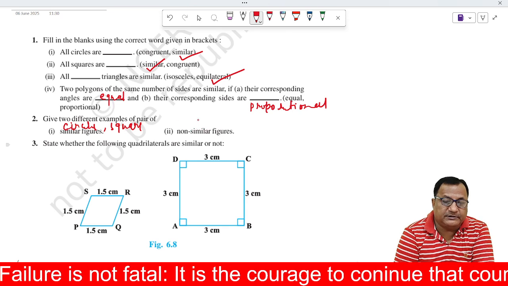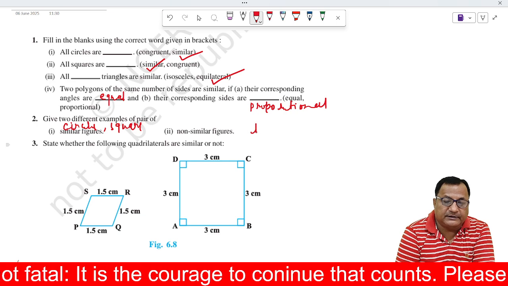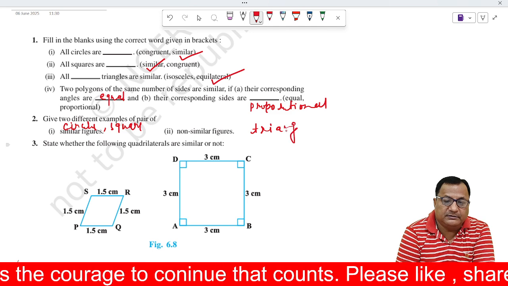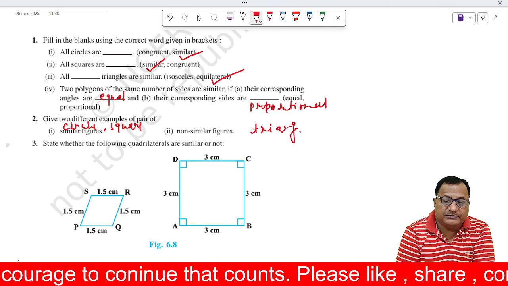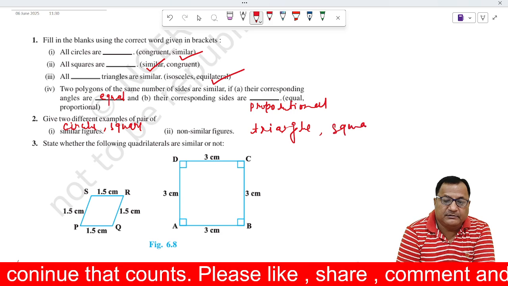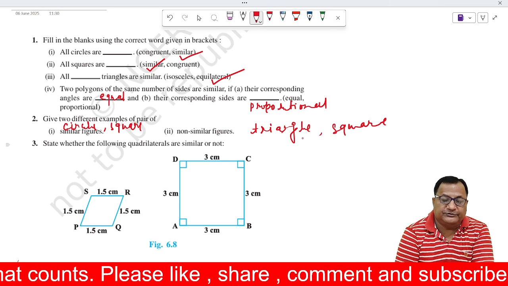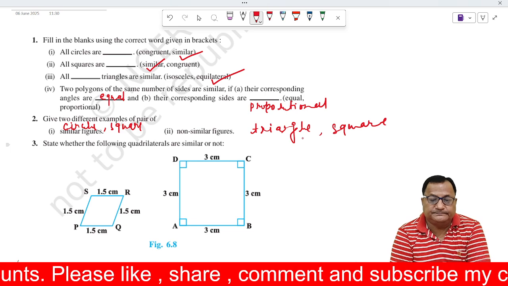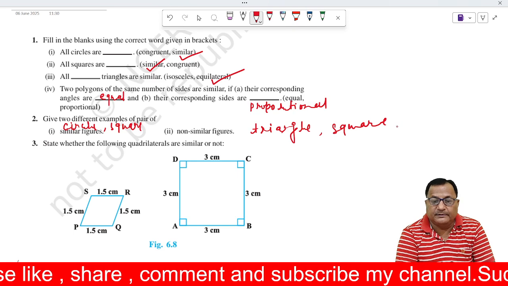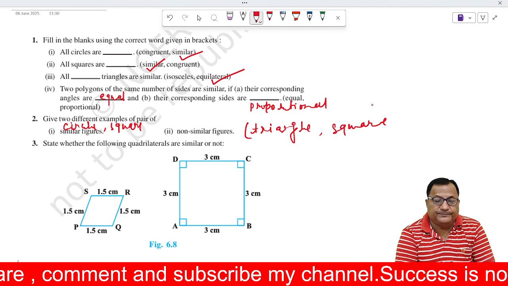And non-similar means, for example, a triangle and a square will not be similar. One pair is this.